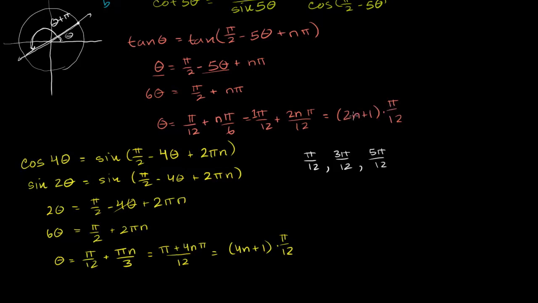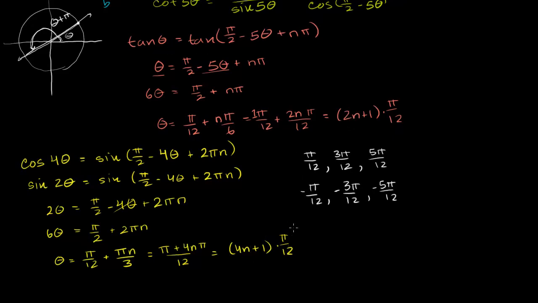We could also have negative n. If n is negative 1, this becomes negative pi over 12. If n is negative 2, this becomes negative 3 pi over 12. And if n is negative 3, this becomes negative 5 pi over 12. Once again, we can't go to n equal to negative 4, because then we get negative 7 pi over 12, which is out of our range. So this satisfies this equation up here.